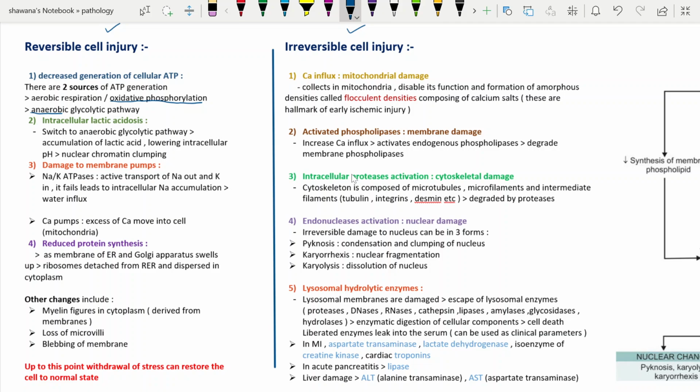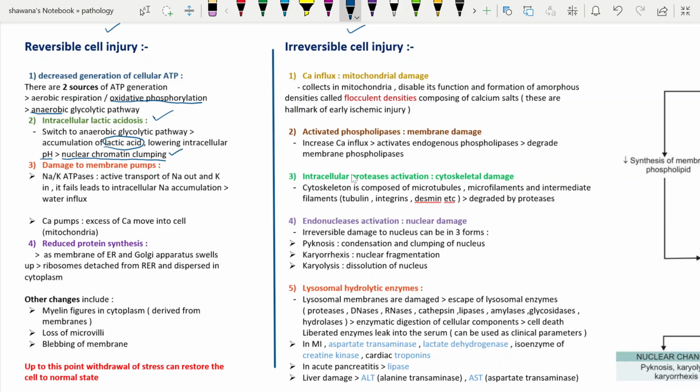Okay, decreased generation of cellular ATP. Second is intracellular lactic acidosis. Of course, when it shifts to the anaerobic glycolytic pathway, there is automatically accumulation of lactic acid inside the cell, and it lowers the pH. And if the pH is lowered, nuclear chromatin clumping occurs here.